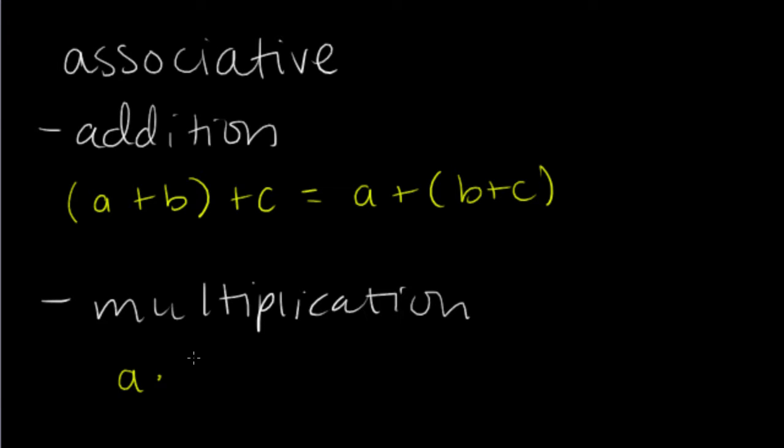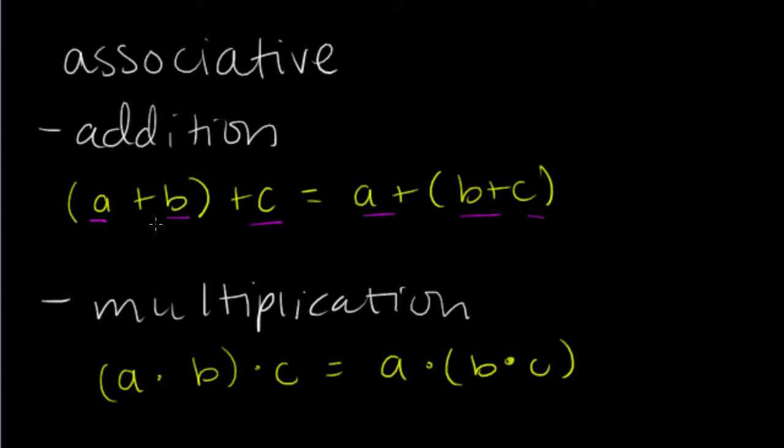Now, for multiplication, it's going to look like this. All right, B times C. So that's what the multiplication part looks like. And as you guys can see, in both cases, they have different places for the parentheses. In the first part, the parentheses are around A and B, and in the second part, they're around B and C. All it's really saying is that it doesn't matter where the parentheses are located as long as the order is A, B, C both times.